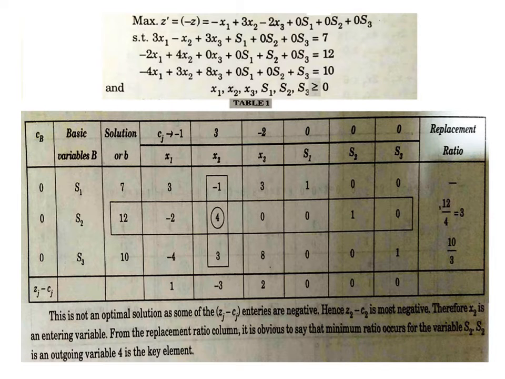Now you can see the standard form of the given LPP is written again, because using it we will find table 1. How? That is the standard format of the table as per the previous lecture: CB, B, small b, then Cj, and the variables, all 6 variables x1, x2, x3, s1, s2, s3, and their cost as per the objective function: minus 1, 3, minus 2, then 0, 0, 0 for s1, s2, s3.